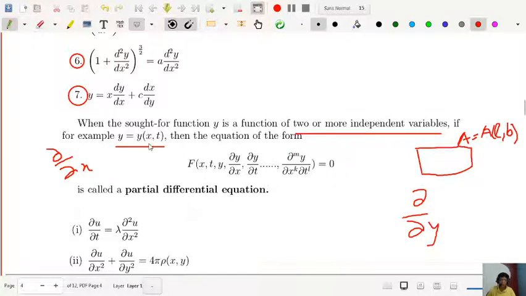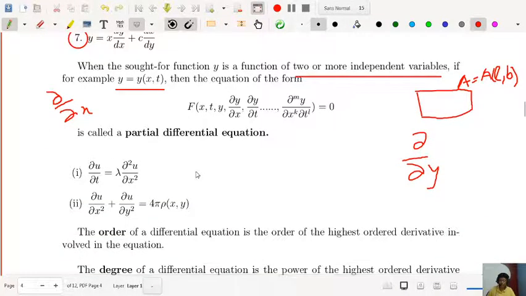Okay, so more than one independent variable. Here x and t are the independent variables. For example, look at this one: del u/del t plus lambda del 2u/del x2. This is a second order partial differential equation. I will define the order and degree just after this. Here x and t are the independent variables and u is the dependent variable, so u is a function of x and t.